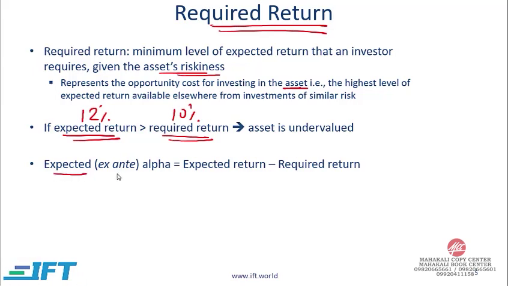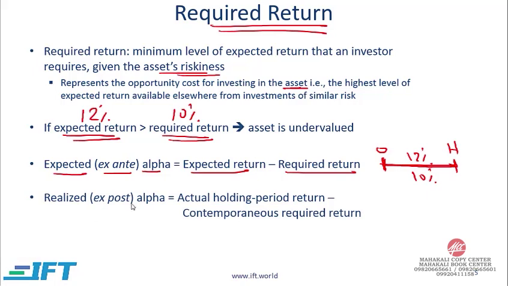The expected, or ex ante, alpha is the expected return minus the required return. And clearly this is a looking-forward number. In other words, you are here at time 0 and over a given holding period, let's say that you are expecting a return of 12%. The required return for assets of similar risk over this period is 10%. Then we can say that our expected alpha is 2%.